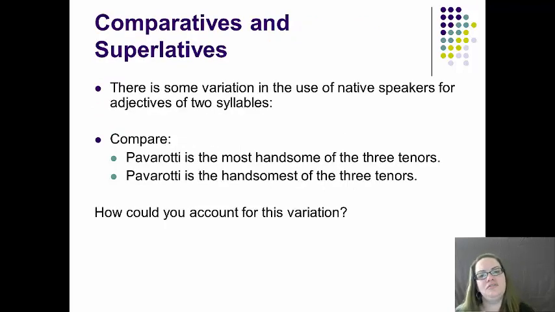There's some variation, though, for how we use the adjectives with two syllables. Okay? So when we have more than two syllables, we use more and most before. When we have just one syllable and sometimes two syllables, we use ER, so taller and tallest. But here we have an example where we have some variation that's going on. Pavarotti is the most handsome of the three tenors. For me, that is grammatically correct. My mental grammar says that's okay.